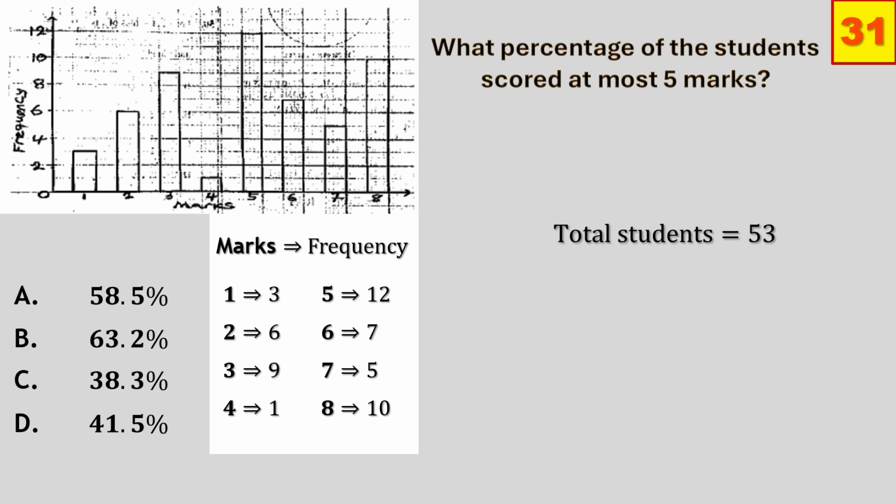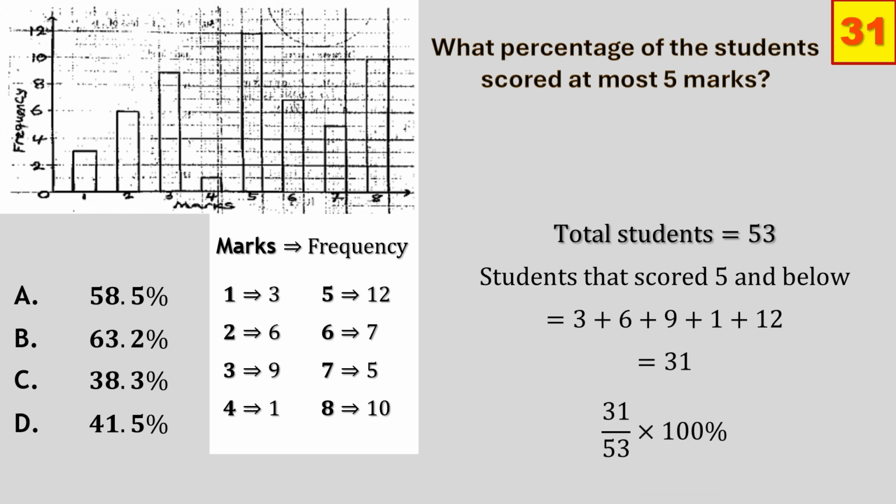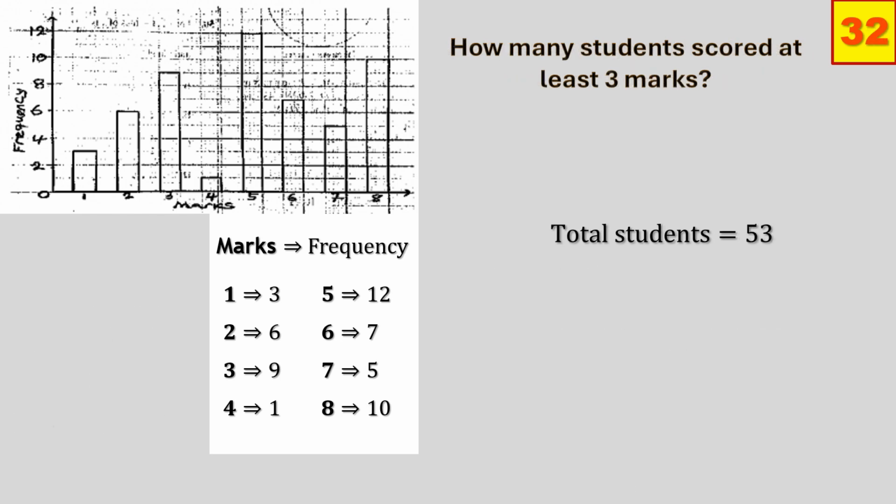This is the sum of all 8 frequencies. Scoring at most 5 marks is the same as scoring 5 marks or below. So, the number of students that scored 5 and below is 31. Divide this number by the total number of students and the percentage is 58.5%. Option A.